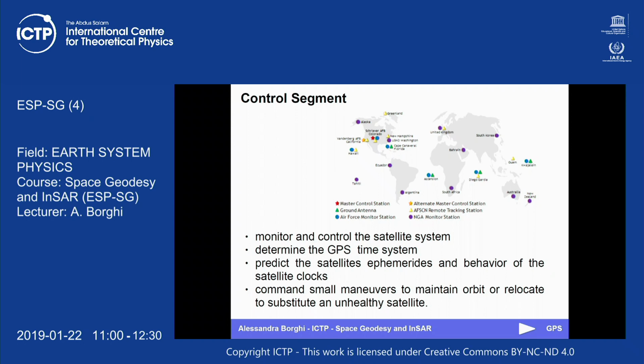And we have different stations. For instance, in Colorado, there is a master control station. That is the most important station, and there are other stations with different tasks. Okay, it's just to control if the system is working, and to predict the position of the satellite and the clock.